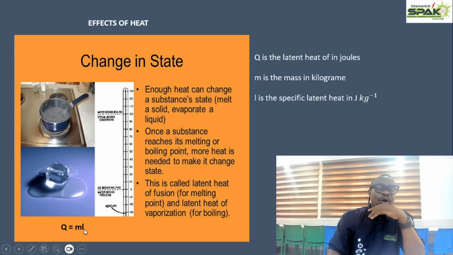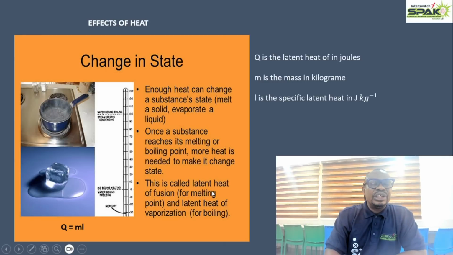To vapor, or vapor back to liquid, it is referred to as what? Latent heat of what? Of vaporization. Latent heat of what? Vaporization. So take note of this formula again. Q is equal to what? ml. We might use it in solving one or two questions in the slides, or perhaps in the quiz that we are going to present to us later.